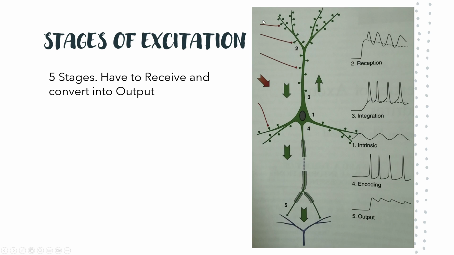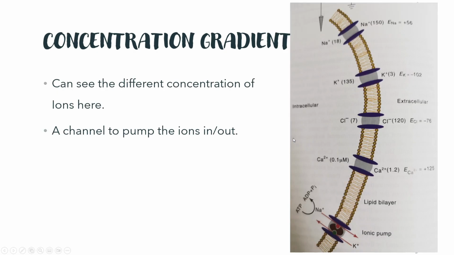This picture shows the stages of excitation. There are 5 stages of excitation. If you see on the right, you can see different waves. There's the intrinsic, reception, integration, encoding, and output. So from the reception, it needs to be transferred, it needs to be changed to the appropriate output signal so that it can be sent out.